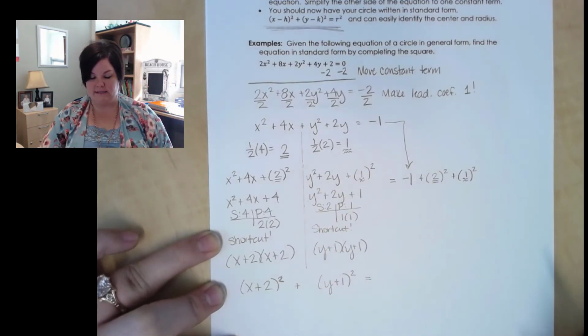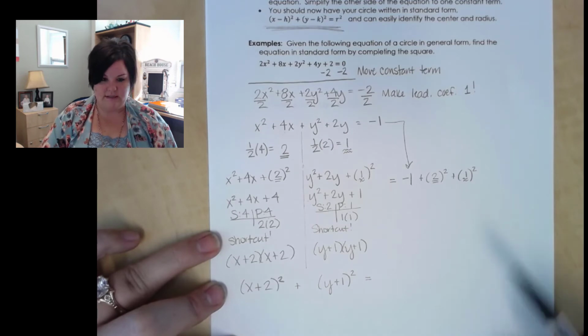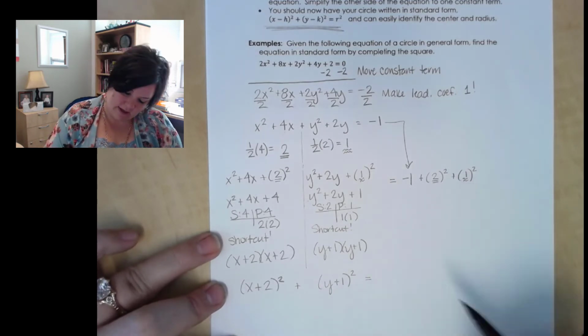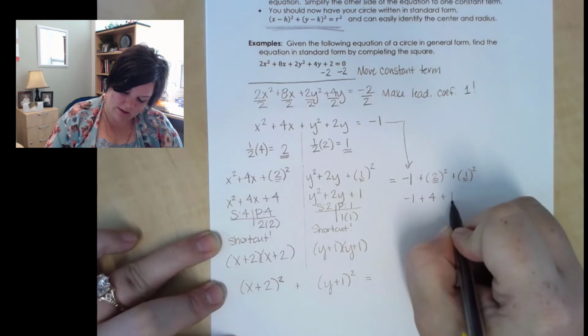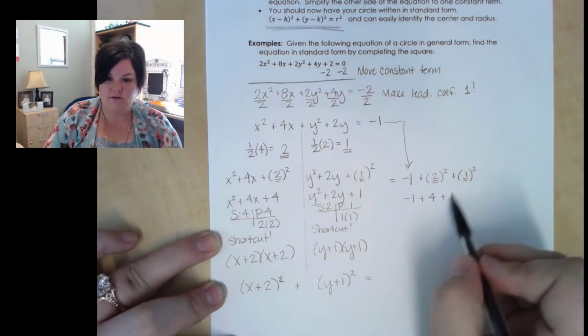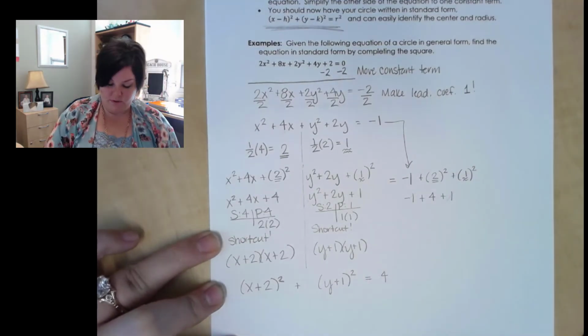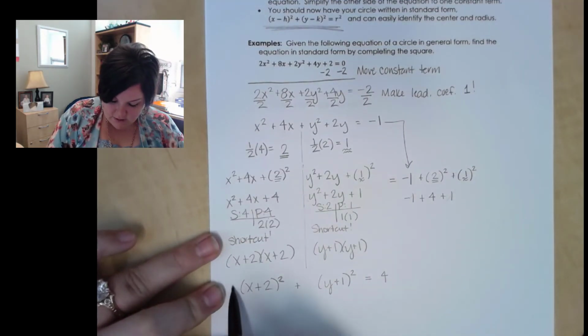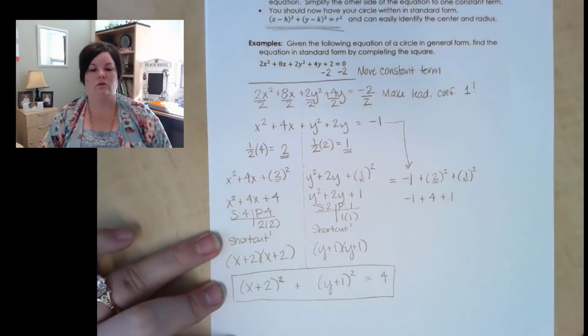And then I want to go ahead and simplify this side of the equation, right? When I simplify this side of the equation, I have, let's see, -1 plus 4 plus 1, and then my 1's are opposite, so those are going to cancel, and I should just be left with 4. So this is the standard form of my equation of this circle, okay?